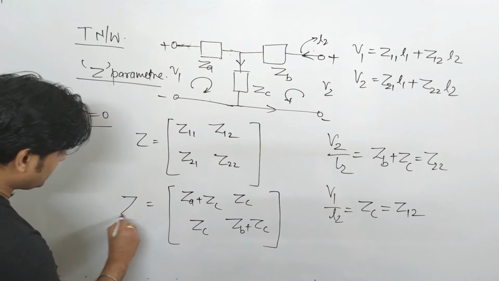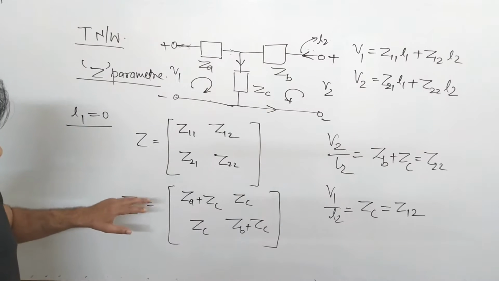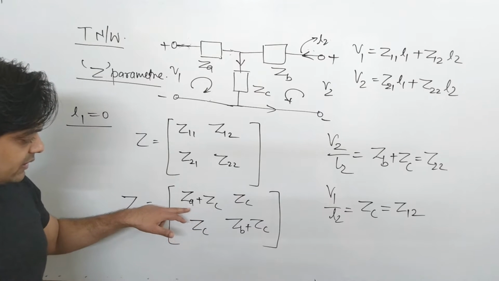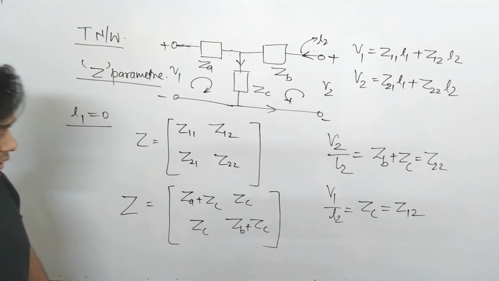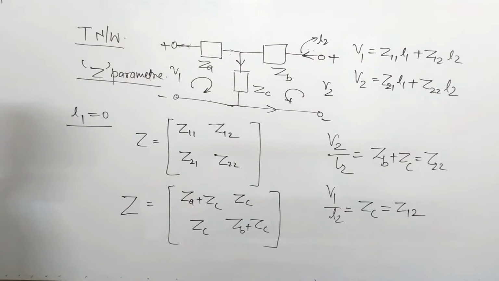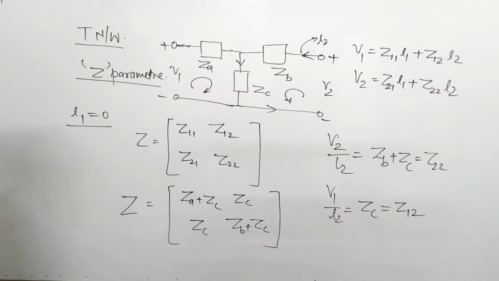So now this is the Z parameter of T network. In this fashion we have found the Z parameter of a T network. The important thing here is that in this matrix the impedances come to be ZA plus ZC and ZB plus ZC. Now if you see, Z12 and Z21 are equal. So such types of networks are referred to as reciprocal networks. So this T network is basically a reciprocal network.